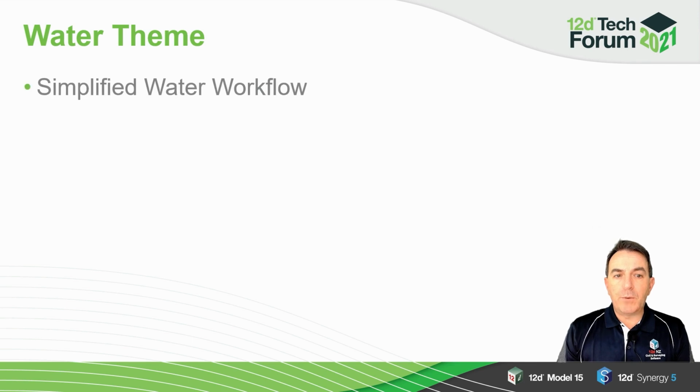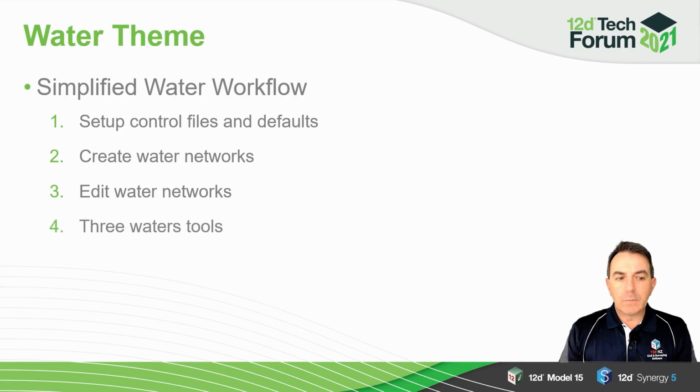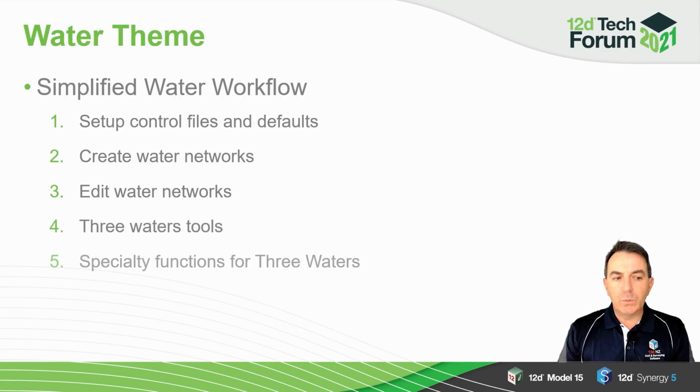So if we look at a simplified water workflow, first up you'd set up your control files and your defaults for your water model. Then you create those water models. You'd edit the water models, then you'd have specific 3 waters tools and specialty functions for those 3 waters, and then you'd probably want to report and then finally plot or output your water model.